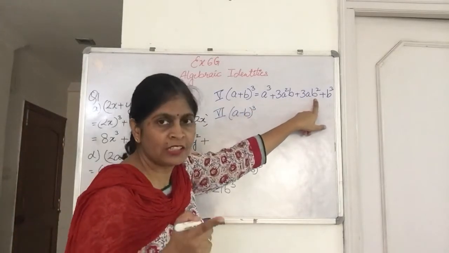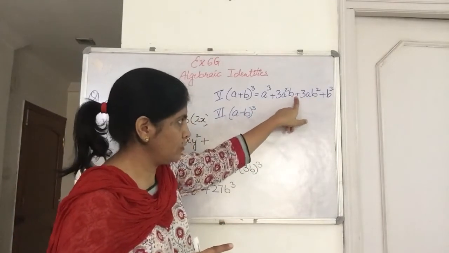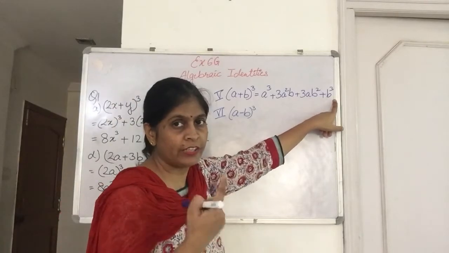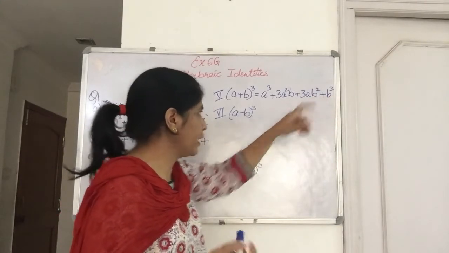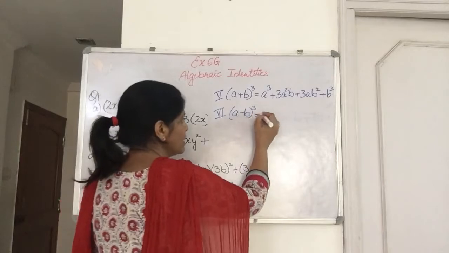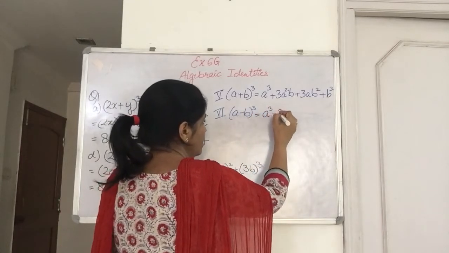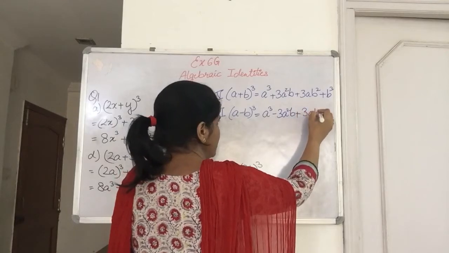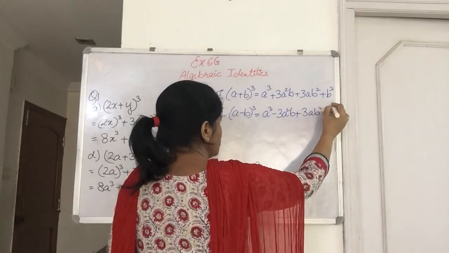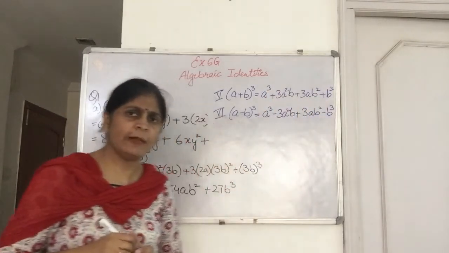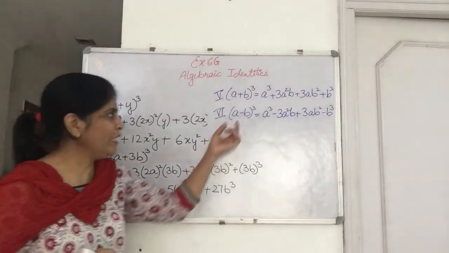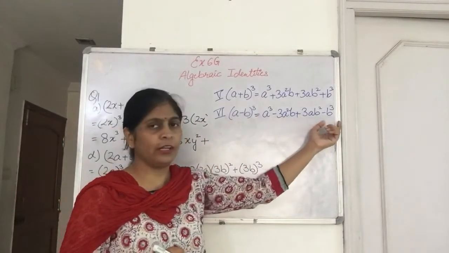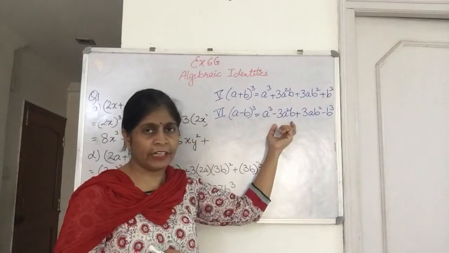b square, it is even, so this is positive. b cubed, it is an odd power, so negative. So the formula will remain the same: a cube minus 3a square b plus 3ab square minus b cube. Same formula, only b is negative, so wherever you have written b, that will be negative.